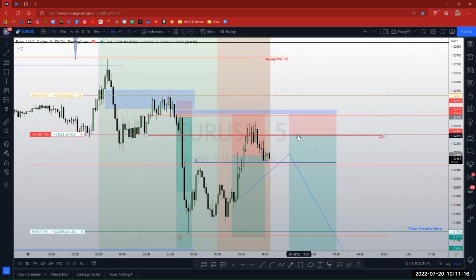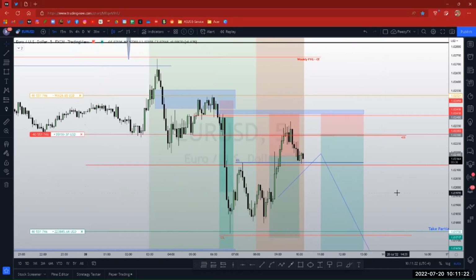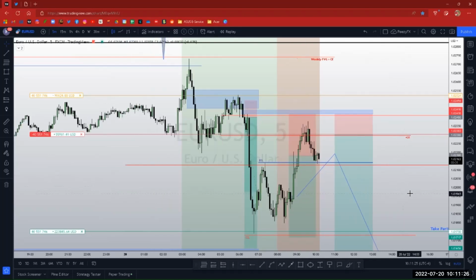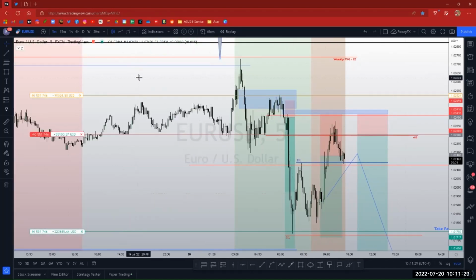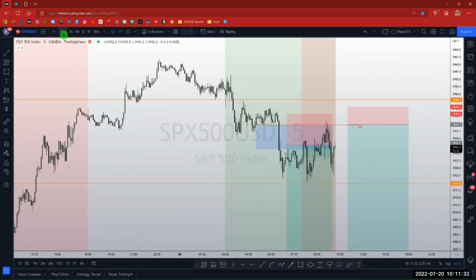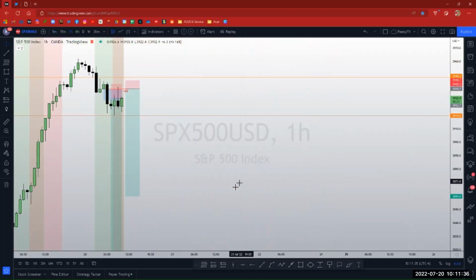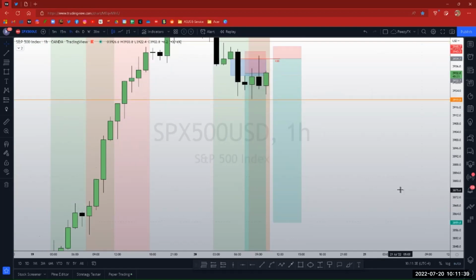But we're looking good. I entered another short right here at the opening of the 1-hour order block, and it looks like we're starting to break down now. Let's go over here to SPX. It's pretty much the same situation. It basically is the same situation.